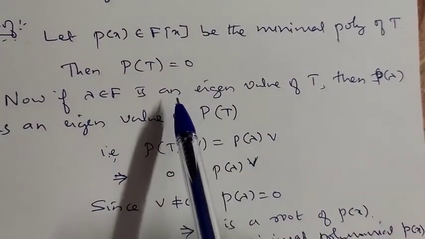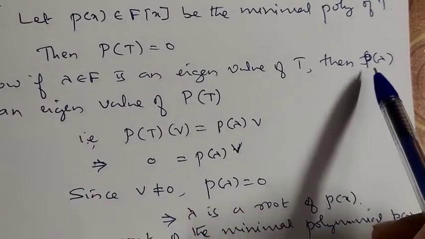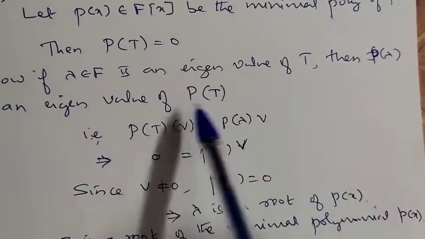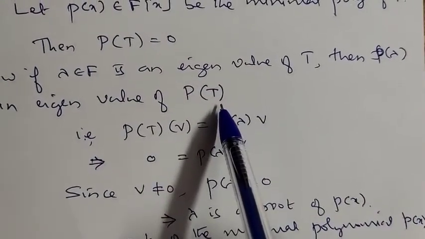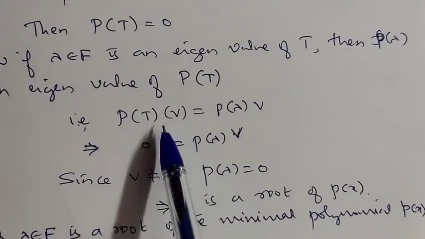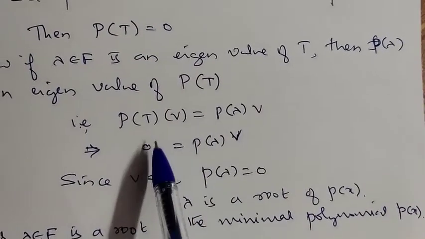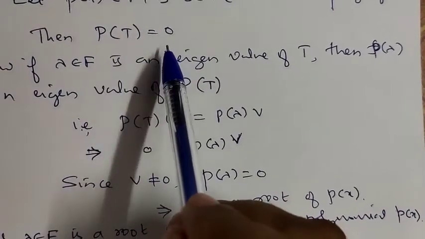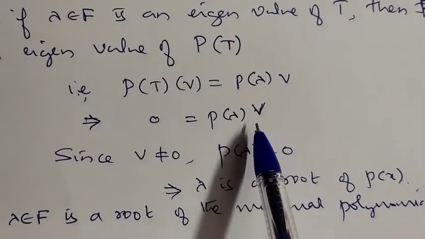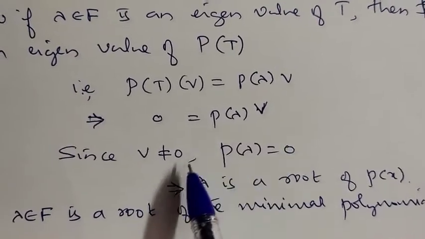Now just now we have proved if lambda is an eigenvalue of t, then for a polynomial p of x, p of lambda is an eigenvalue of p of t. Now p of lambda is an eigenvalue of p of t implies what? p of t of v is equal to p of lambda of v. But p of t is 0 because t satisfies p of x. Therefore this is equal to p of lambda of v. Now v is a non-zero vector, it's an eigenvector, so v is not equal to 0.